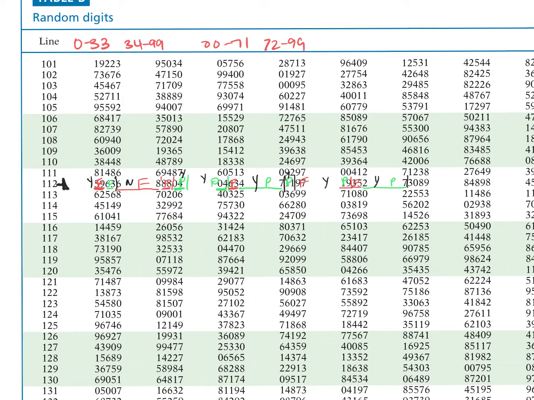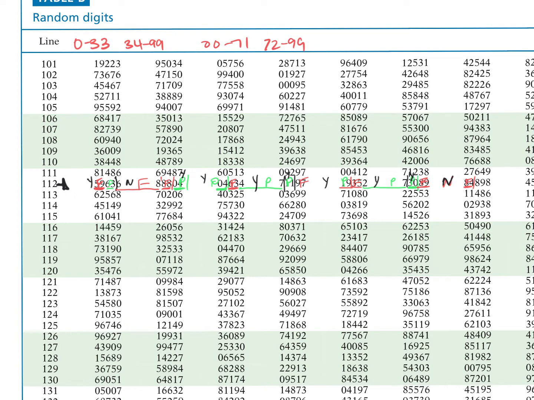We'll do 10 trials, because it doesn't tell us. So 1, 2, 3, 4, 5, 6, 7, 8. So I need 2 more. So the next number is 30. That's a pass. So that's our 9th trial, and that's a yes. And then 89 is a fail, and 84 is also a fail, so that's a no.